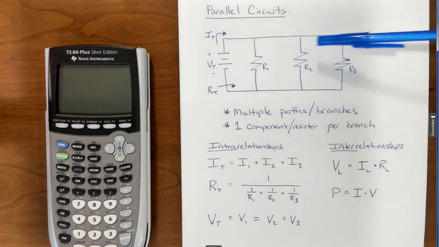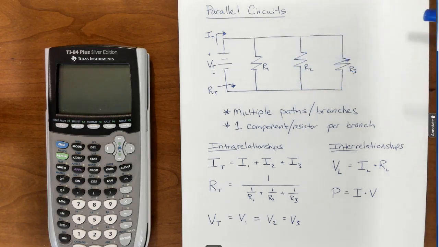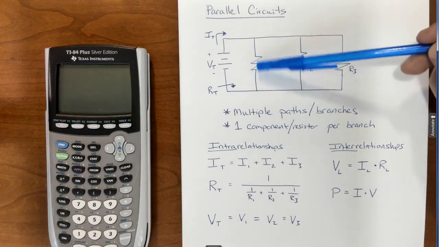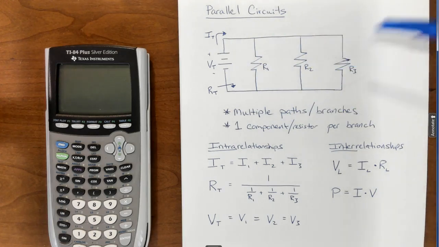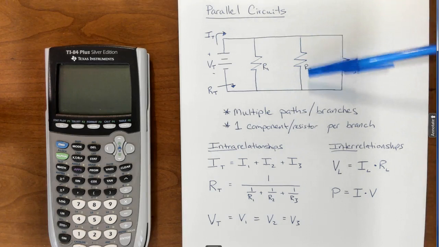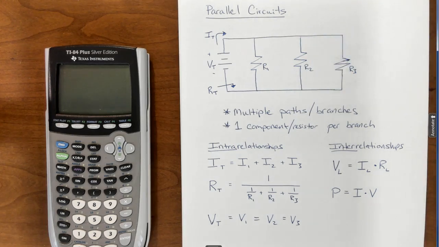components on a branch with different branches, and that's kind of like having a little series circuit within the parallel system. But right now we're going to focus on strictly parallel, which is exactly one component or resistor per branch.